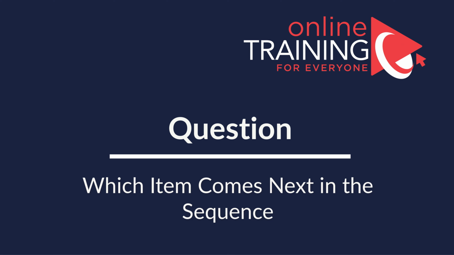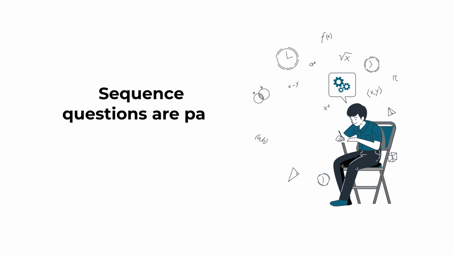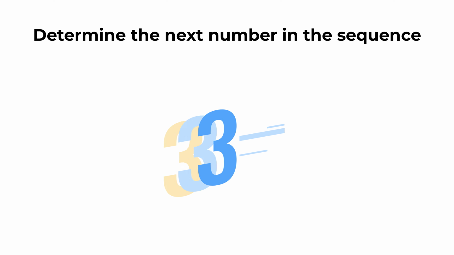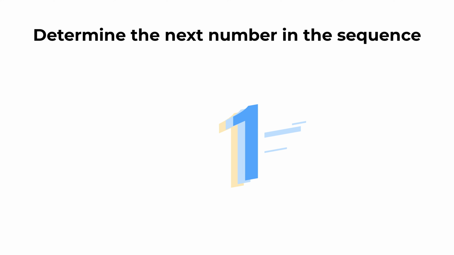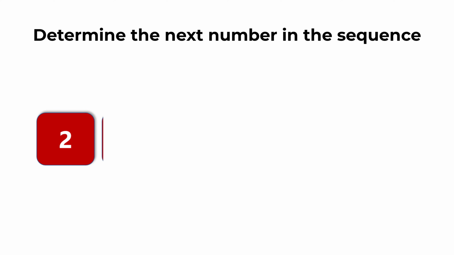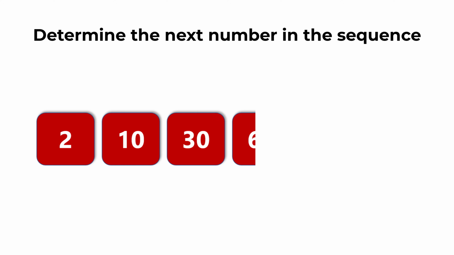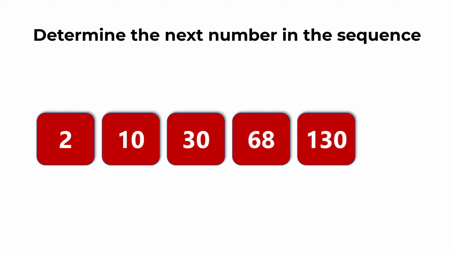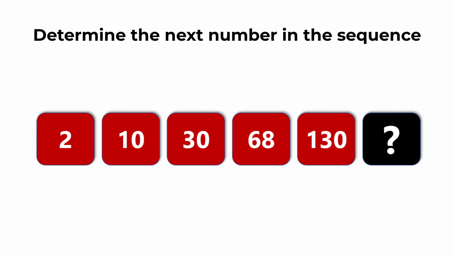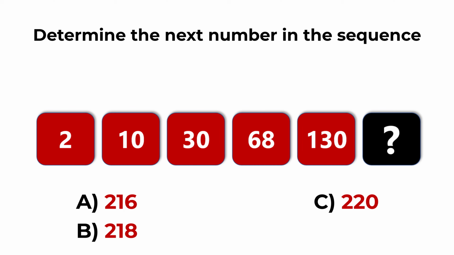It is almost guaranteed that you will get a question like this on every test. You're presented with the sequence of numbers, and you need to determine the next number in the sequence. In this case, the numbers are 2, 10, 30, 68, 130, and the next number is missing. Can you determine what comes next in the sequence? You're presented with 4 different choices. Choice A, 216, choice B, 218, choice C, 220, and choice D, 222.